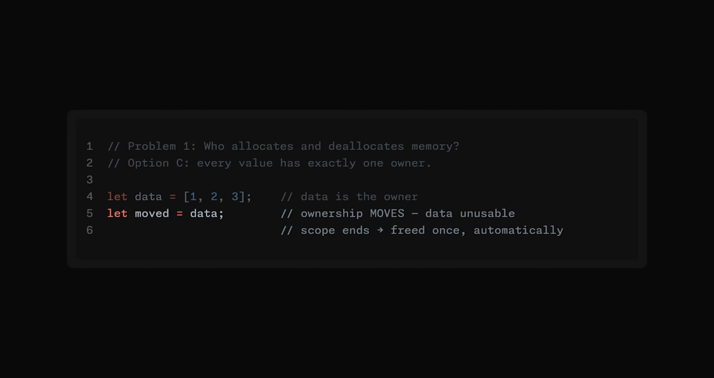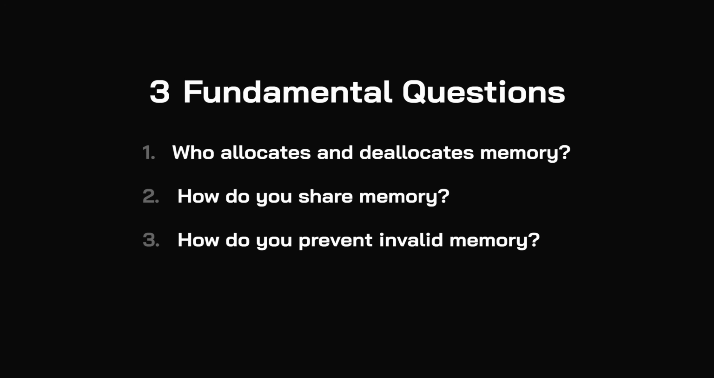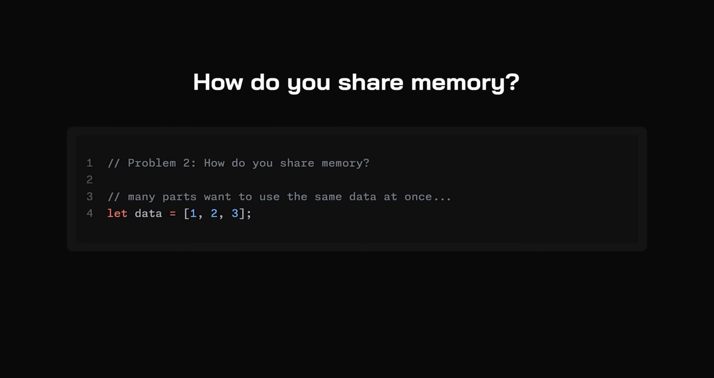And since the compiler rule is all about maintaining clear ownership of a value, why don't we call it the ownership rule? With this ownership rule, when you hand the data to someone else, the ownership of the data moves to the new variable. So there's always exactly one owner responsible for freeing the memory. Great, so that's how we handle who allocates and deallocates memory, all while maintaining peak performance. But what about problem 2? The problem of sharing memory among different parts of the program.